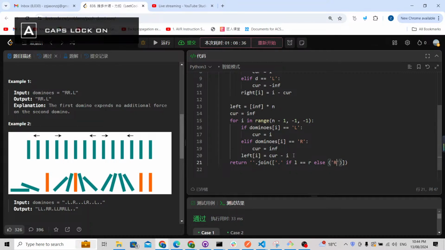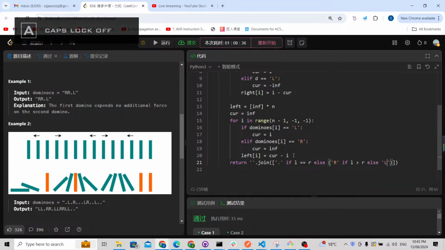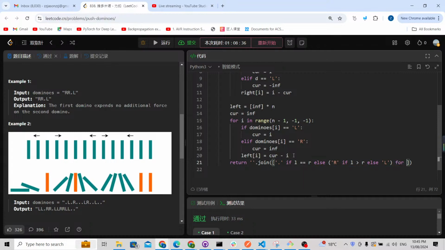So if we would set it to be R, it means the L should be more than R. Else it's gonna be L. And we need to check this for L, R in zip of the left and the right array.